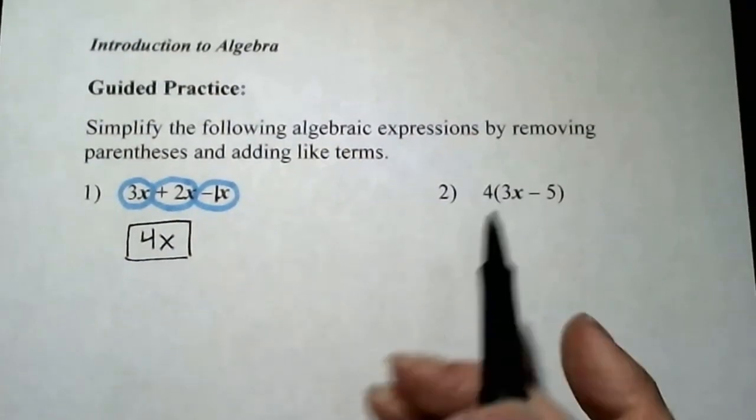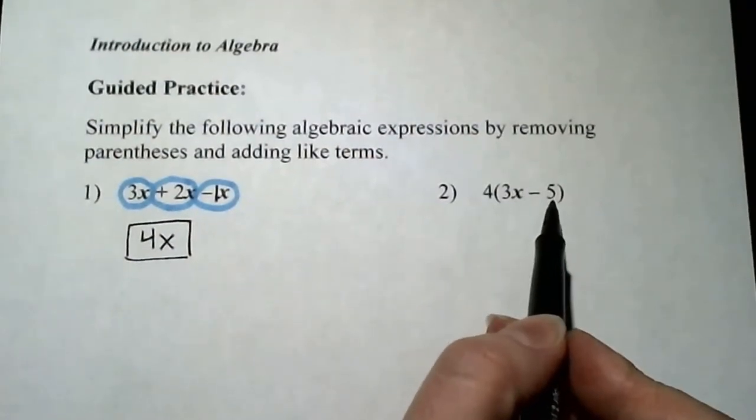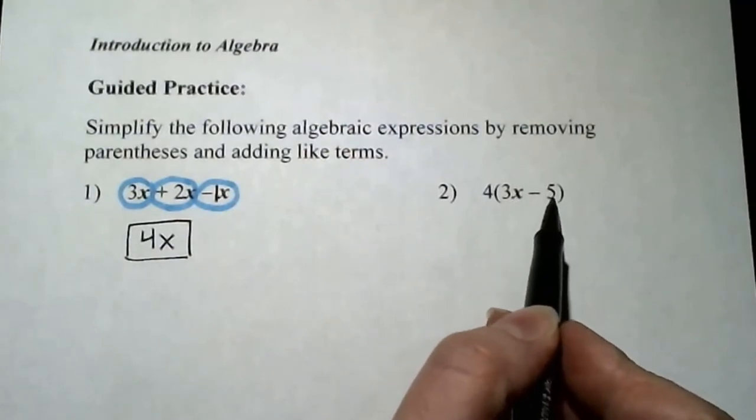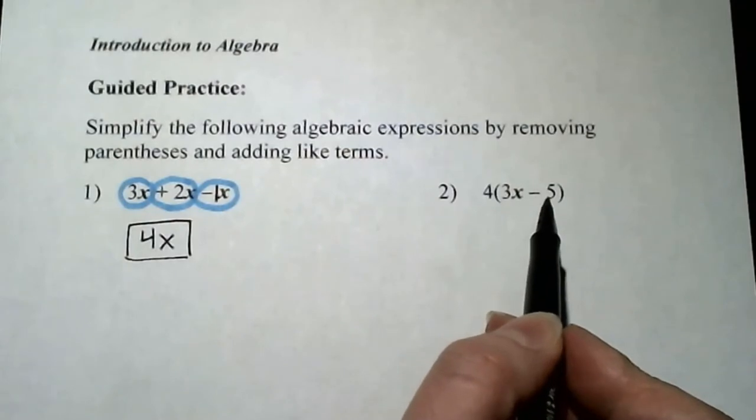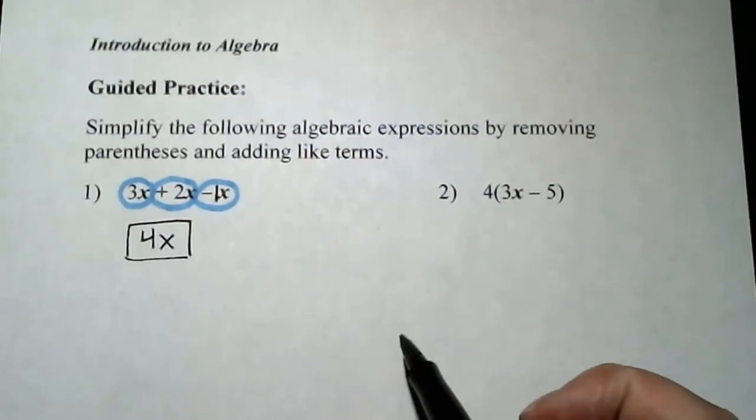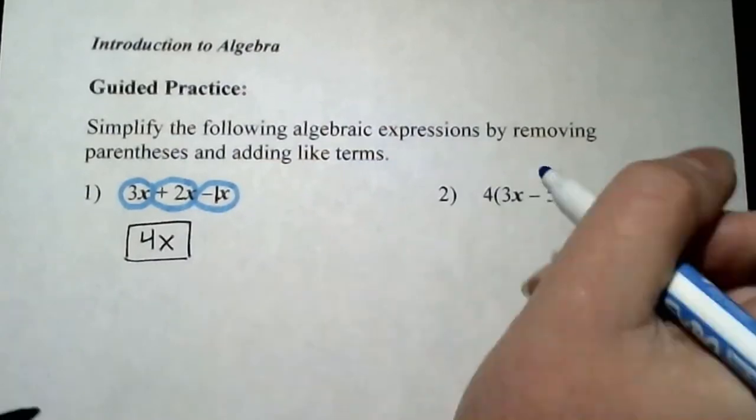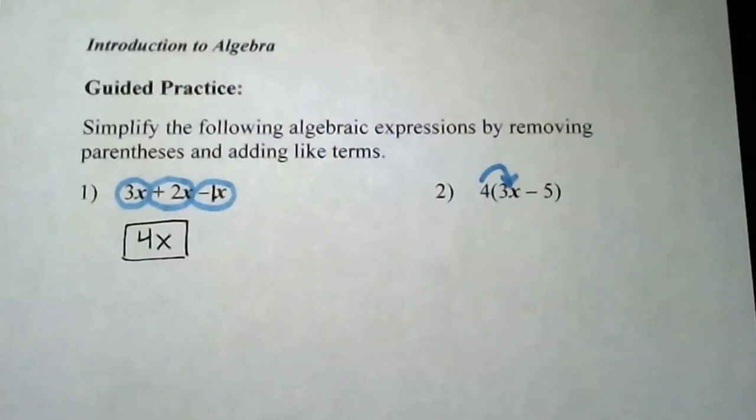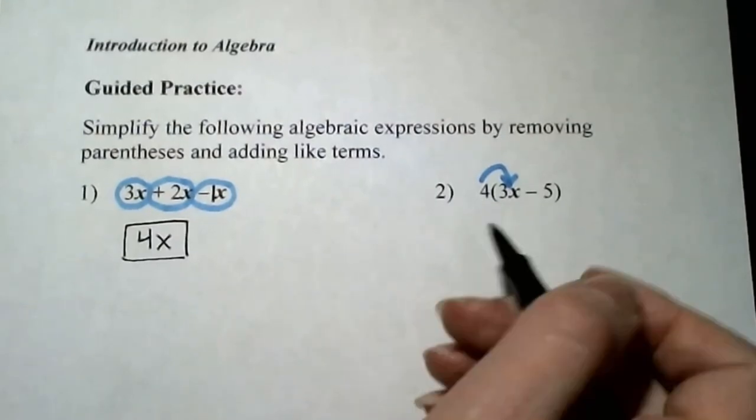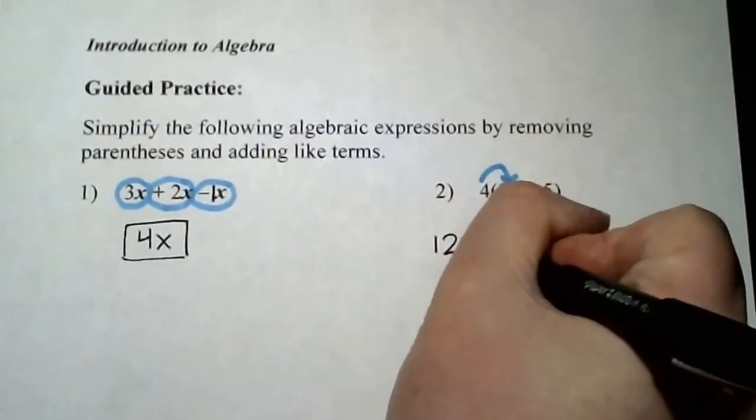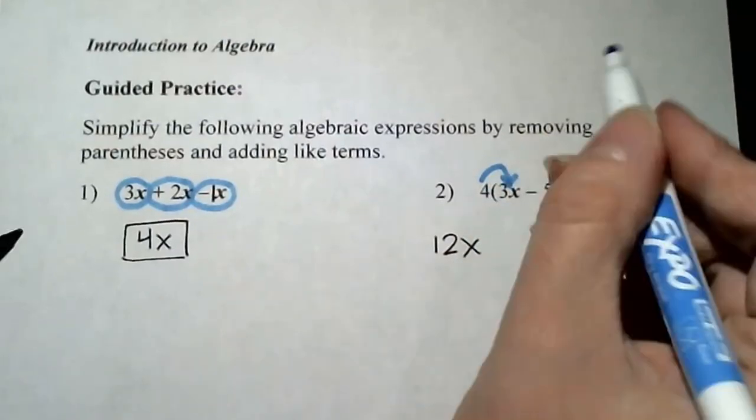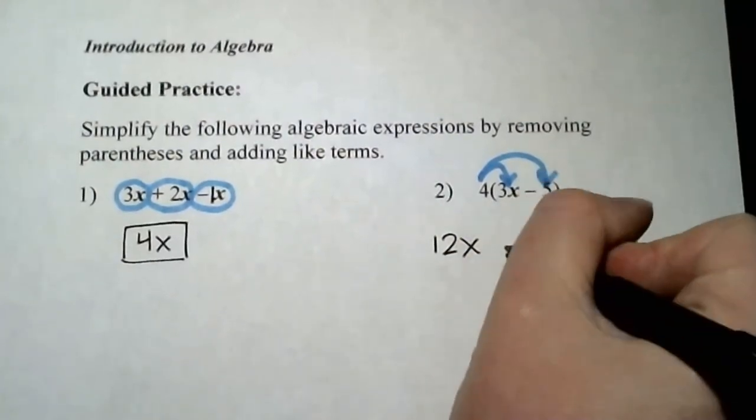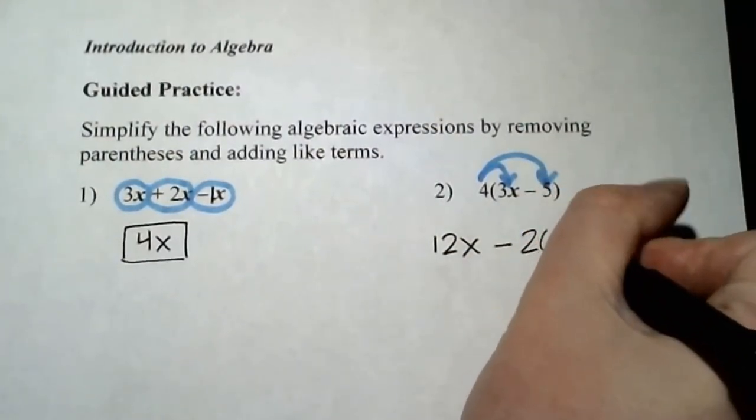And number 2, when I look inside the parentheses here, I see I can't combine this. I can't combine 3x and 5 because 5 doesn't have an x. So this is an instance where I'm going to use the distributive property. I'm going to take the number in front and multiply it to everything on the inside. So 4 times 3x is 12x, and 4 times negative 5 is negative 20. I'm going to write it as a minus 20.